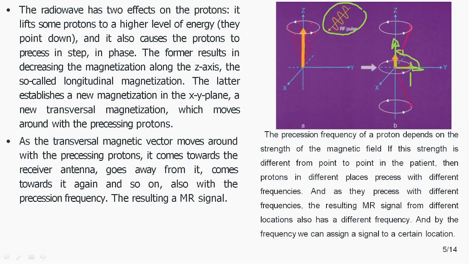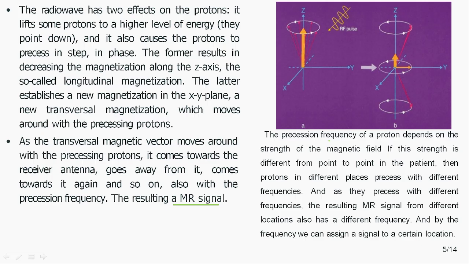But by withdrawing that, what will happen? Once the transversal magnetization wants to come back to its original state, or to enhance the longitudinal magnetization, it has to release some energy in the form of RF signal, and that RF signal is captured by these antennas or receivers. This is known as the magnetic resonance signal.